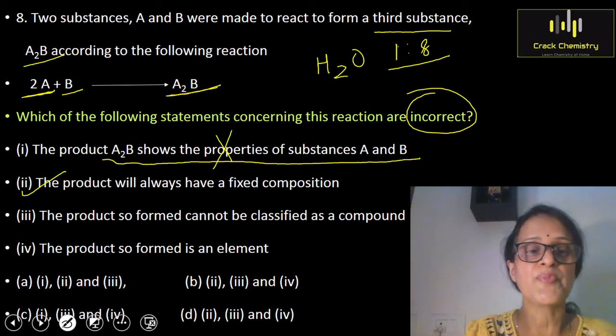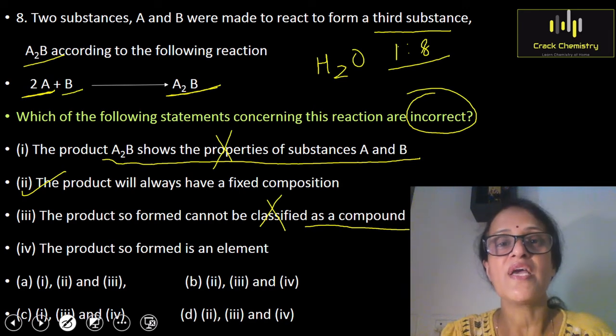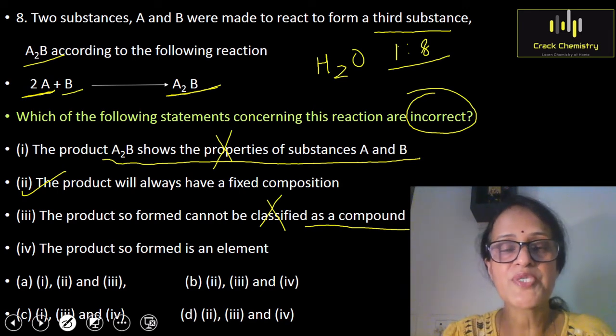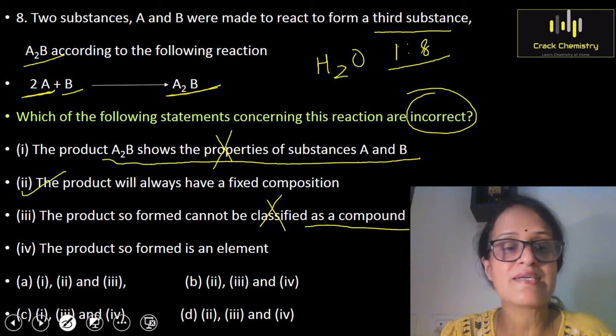Then option third, the product so formed cannot be classified as a compound. Children, again this is a wrong statement, because the product formed here is formed during a chemical reaction, and during a chemical reaction a new substance is formed with different properties, and the new substance formed with different properties is called a compound. A compound consists of two or more elements present in it in a fixed ratio, in a definite ratio. So during this reaction AB is formed, which is a compound. So the third option is an incorrect statement, that the product cannot be considered a compound.